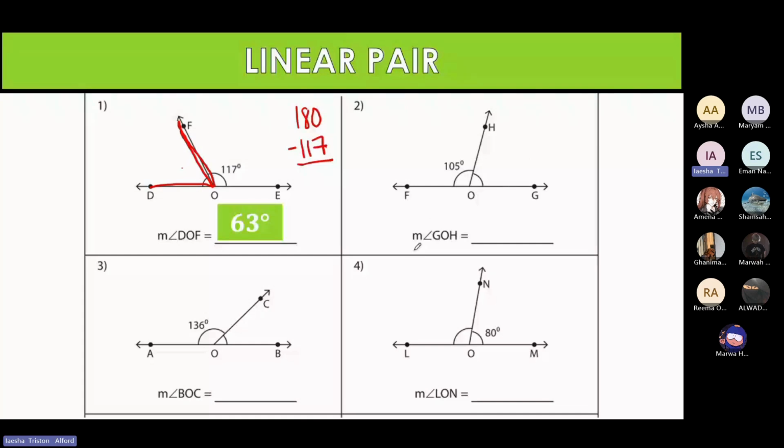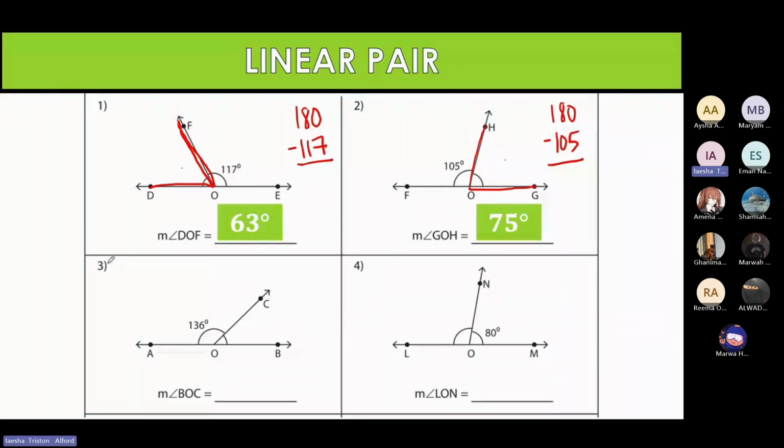Number 2, the measure of angle GOH. Start at G, go to O, stop at H. We want this side. 75. How? 180 subtract 105. So you get 75 degrees.